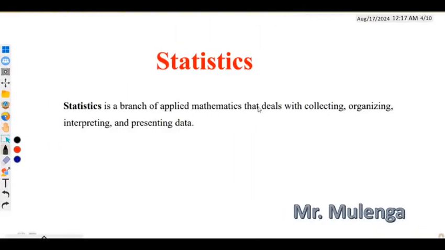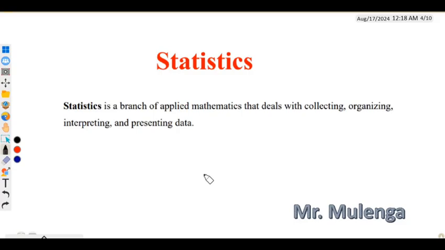What statistics is. We need to understand that statistics is just a branch of applied mathematics that deals with collecting, organizing, interpreting, and presenting what? Data. So when you look at this branch of mathematics, it's very important because it can be used in various fields, and it can help us to make informed what? Decisions, understand trends, and draw meaningful conclusions.